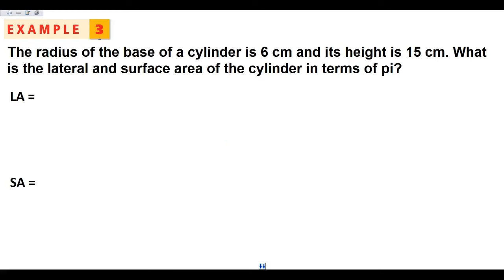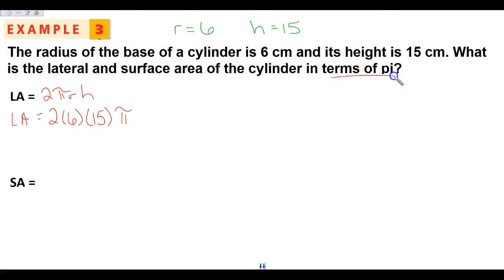Let's look at a cylinder. With a cylinder, I have my radius of the base is 6. So my radius is 6. My height is 15. All right, I want to know the lateral and surface area. So lateral area, remember, was perimeter of the base times height. Well, perimeter of the base is circumference. So it's 2 pi r times height. So it's going to be 2 times 6 times 15 times pi.